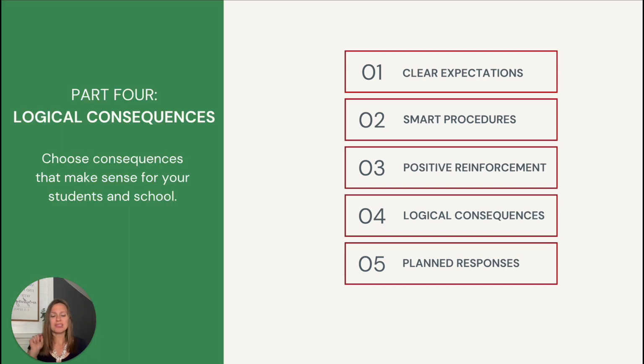Number 4, logical consequences. Just like positive motivation should be a piece of our classroom management plan, so should logical consequences. So when we work with teachers, we help you figure out what consequences make sense for you, your students, and your school. And it really does vary depending on the situation. Certain schools are like no consequences at all. And there's ways that you can work with that and kind of work around that. But you want to think through what are some of the things that are logical to happen when students aren't doing what they're supposed to, and have those ready to go.